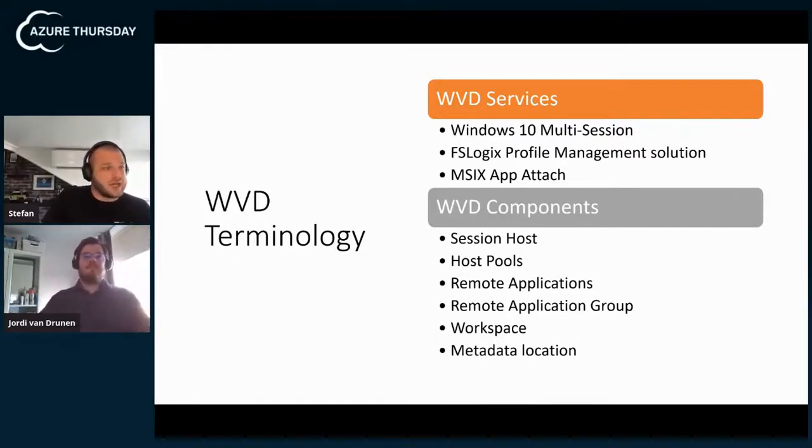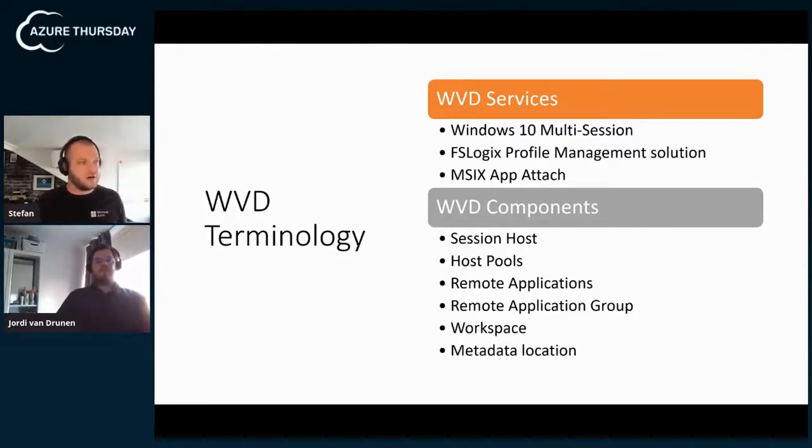Then we got MSIX App Attach. MSIX App Attach is quite new. I do know that it's already GA. What is MSIX App Attach? MSIX App Attach is a combination of two technologies. It's MSIX. It's the new package format from Microsoft. So in the past and still we got MSI. There's a new player in town. It's MSIX, and with MSIX App Attach, what you are doing is basically extracting an installer, so an MSIX package, into a VHD file, and that VHD file will mount to that session host.